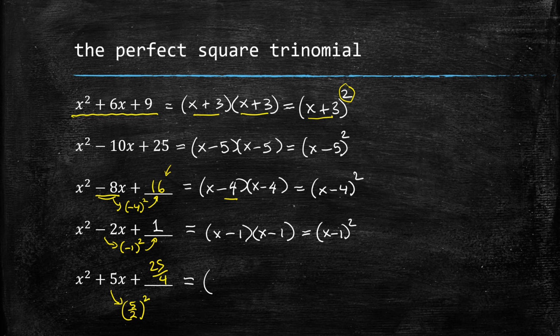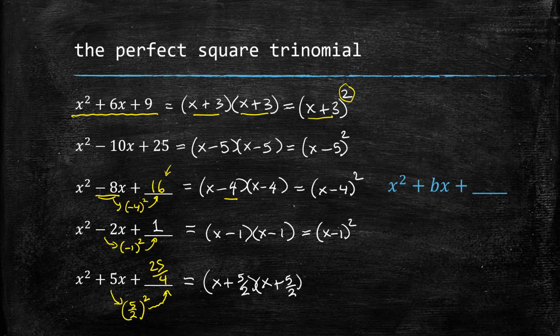So what would we multiply together to get 25 over 4? Well, actually, we just took 5 over 2 and squared it. So that must mean that this must be 5 halves, and this must be 5 halves. 5 halves times 5 halves is 25 over 4, and 5 halves plus 5 halves is just 5x there. That would give us the 5x. So that indeed is the method by which we create a perfect square trinomial.